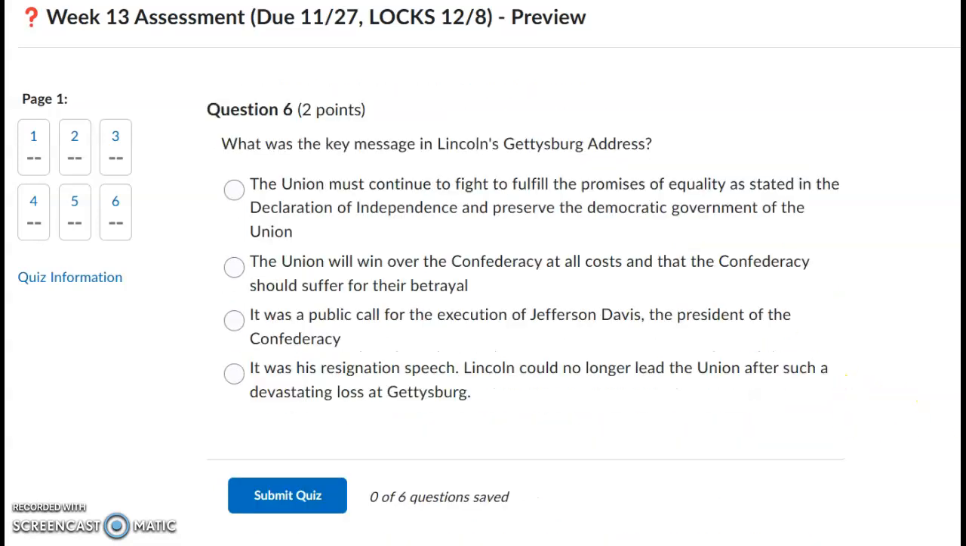Question number 6. What was the key message to Lincoln's Gettysburg Address? The Union must continue to fight to fulfill the promises of equality as stated in the Declaration of Independence and preserve the democratic government of the Union. The Union will win over the Confederacy at all costs, and that the Confederacy should suffer for their betrayal. It was a public call for the execution of Jefferson Davis, the president of the Confederacy, or it was his resignation speech. Lincoln could no longer lead the Union after such a devastating loss at Gettysburg.